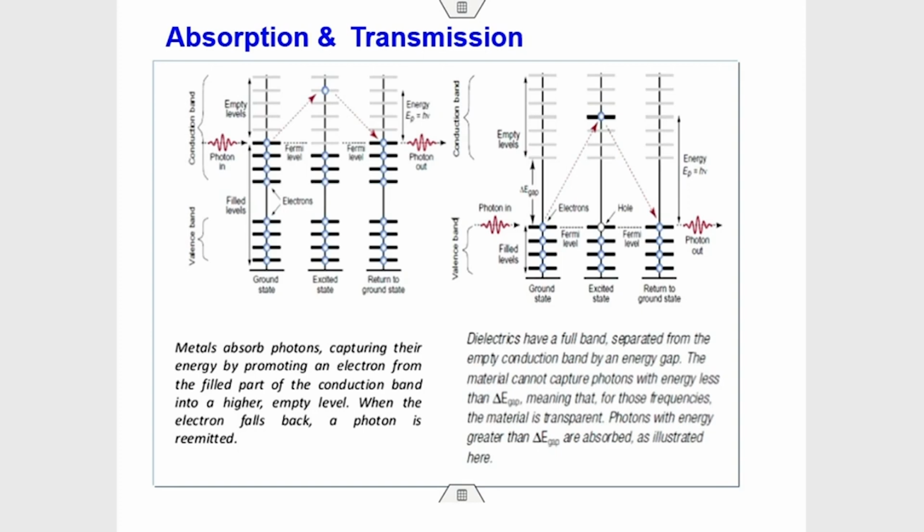So, that means the material will be transparent to those frequencies, but photons with energy greater than delta E gap will be absorbed, and the electron will go to a higher energy level in the conduction band, and once the electron jumps back to the valence band, energy is released. This is something which is very frequently observed in materials. So, you can see that optical properties of bulk materials can be explained very easily using these band theories of electrons, the conduction and the valence bands.